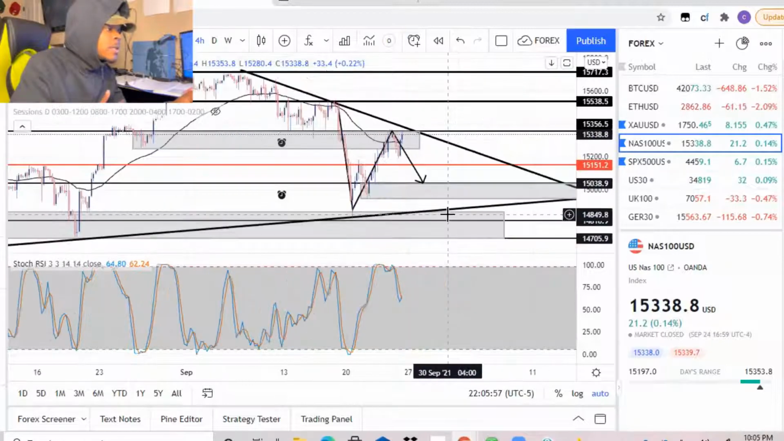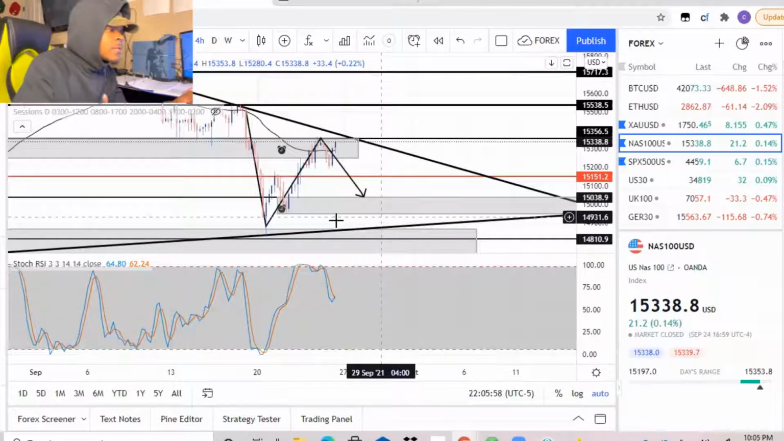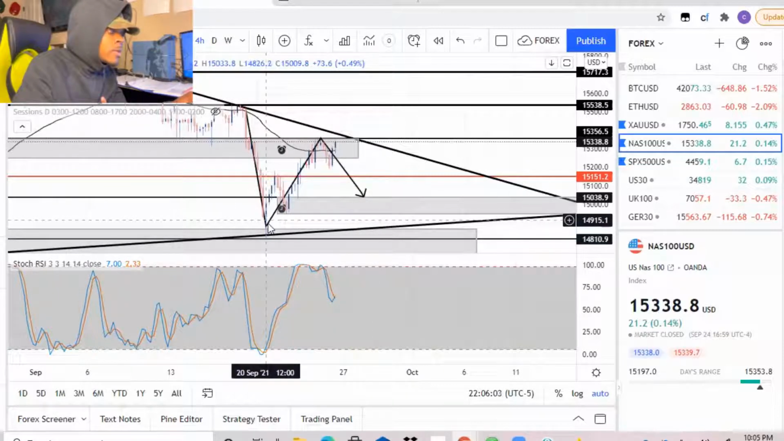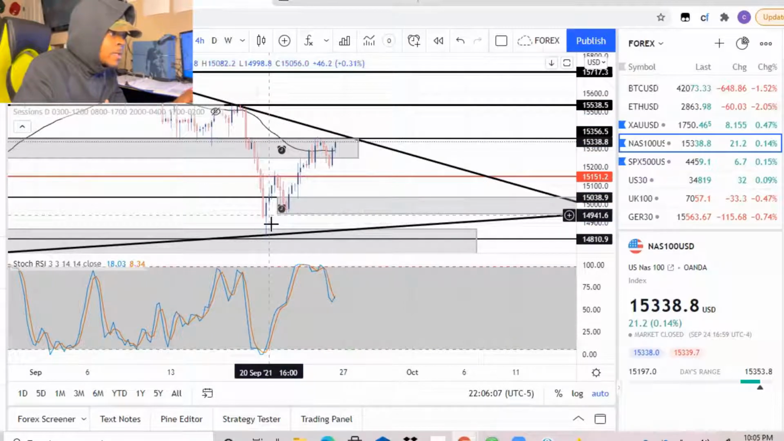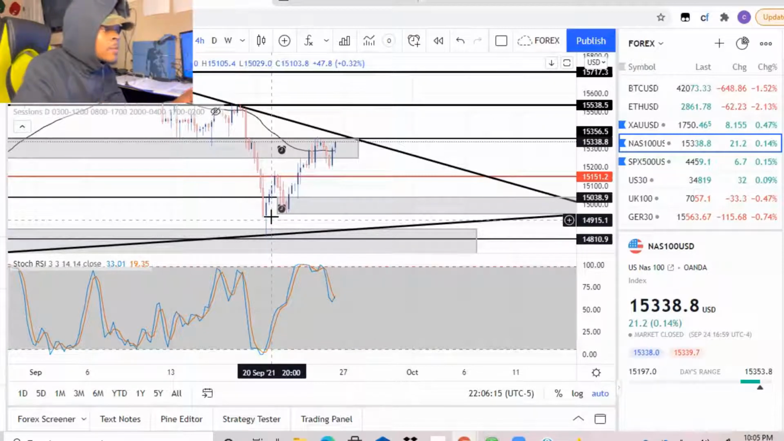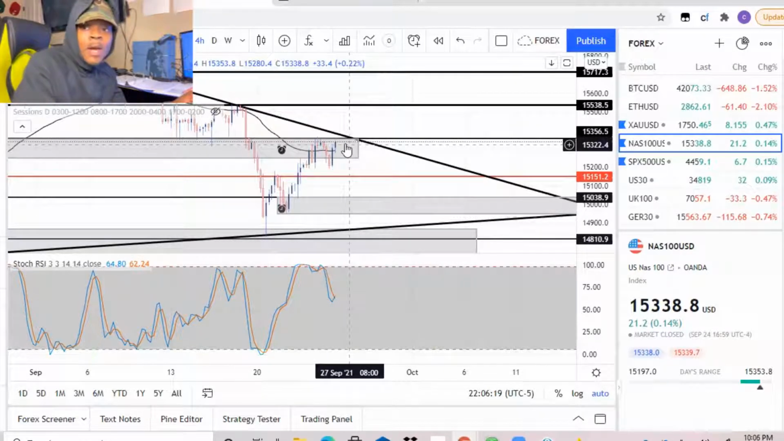Because honestly, if you ask me, I feel like it's about to push through this demand zone and fill in this wick on this candlestick. So let me delete this. I feel like it's about to fill in this long wick. So once the market opens up, I'll wait till Monday, and then we will see how the market reacts and if it does what we think it's going to do.